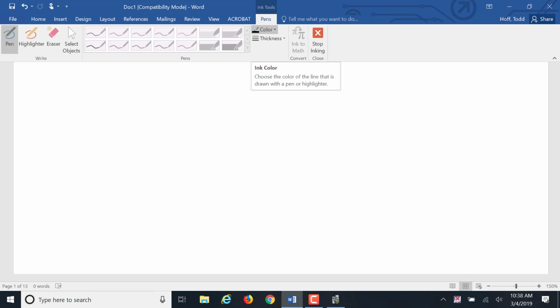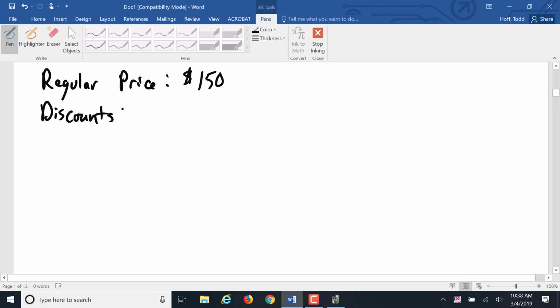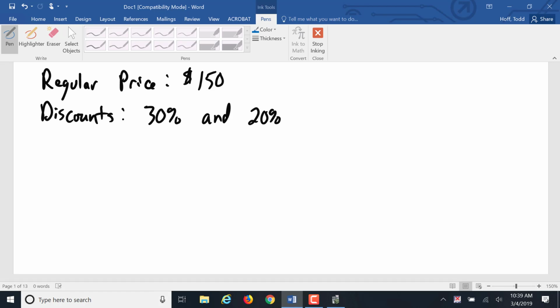Let's do one more example of a chain discount like that. Let's say we have a regular price of $150 on an item. And again, we might have discounts. It might be out of season, so maybe there's a 30% discount for out of season. And now the new model's coming out for the next season, so they might take an additional 20%. Now again, that's not going to be 50%. It's 30% first, followed by the 20%.